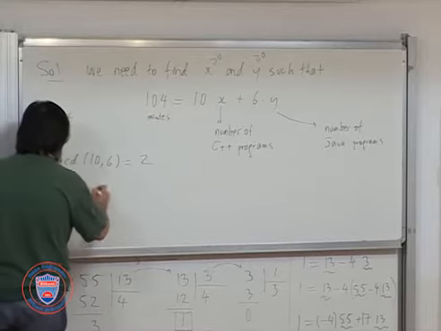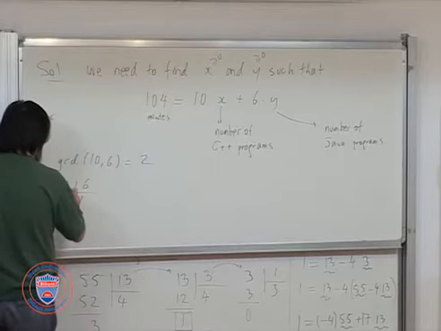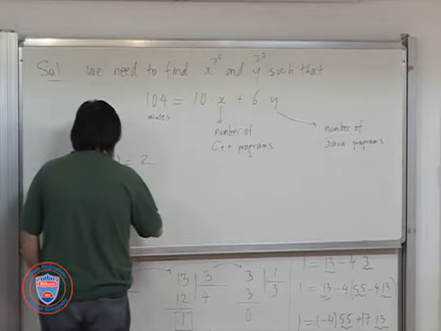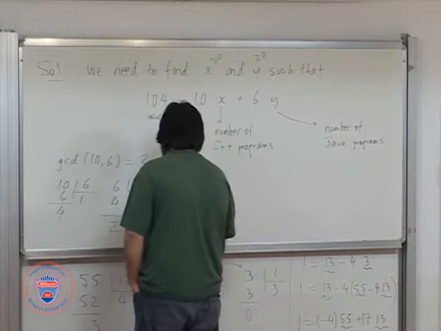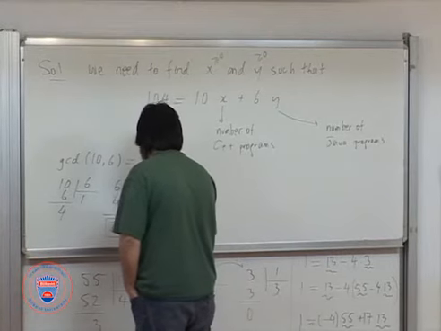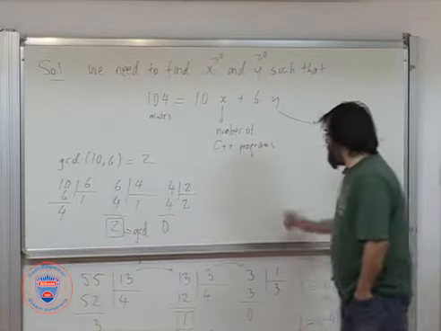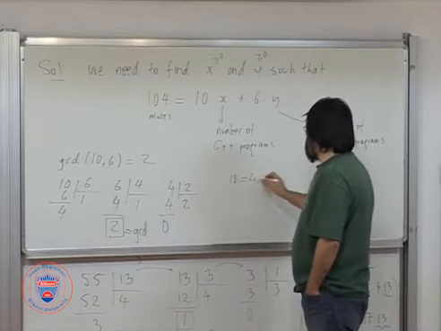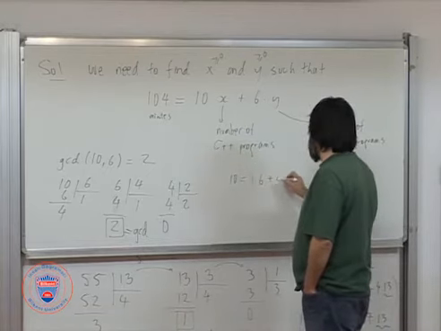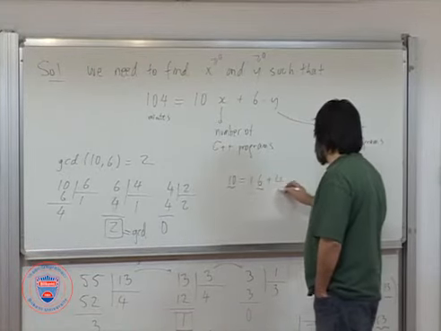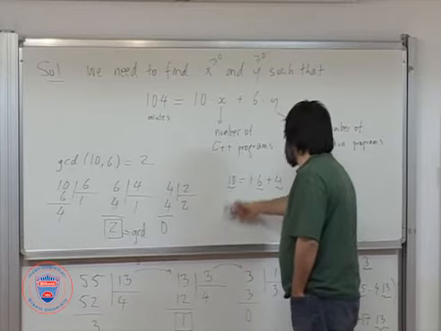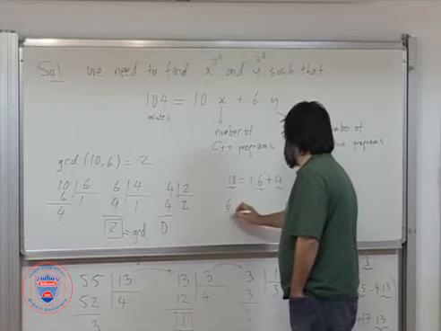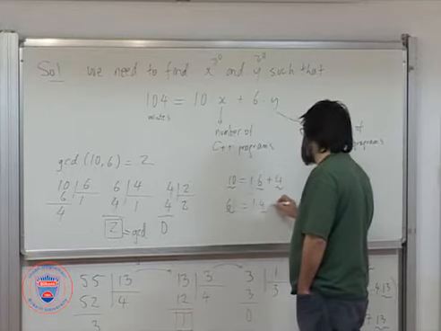With the Euclidean algorithm, this is how you do it. 10 divided by 6 is 1 time, and you get 4. Then 6 divided by 4 is 1 time, and you get 2. So this is your greatest common divisor. It tells you that 10 is equal to 1 times 6 plus 4, and then the second line says 6 is equal to 1 times 4 plus 2.